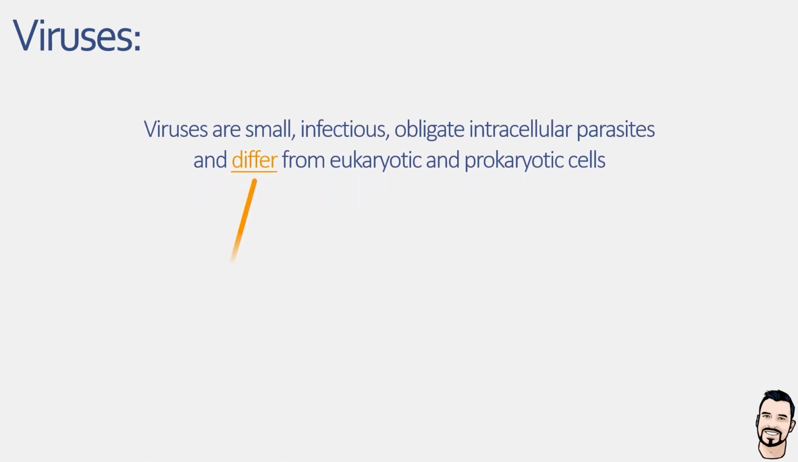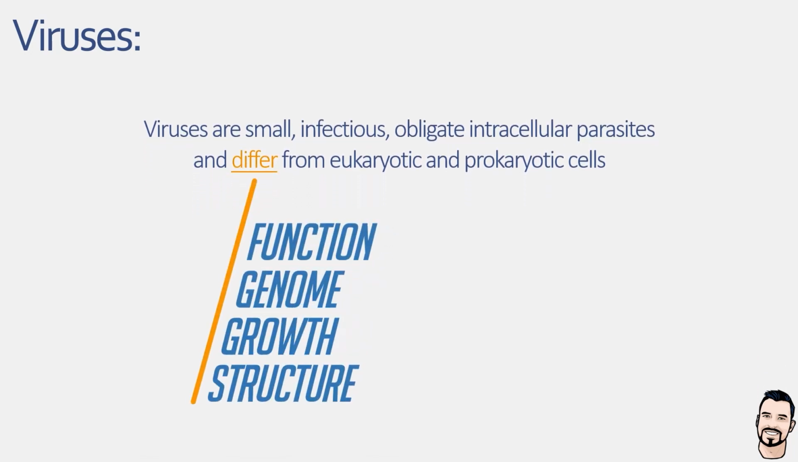Now the main differences between our living eukaryotic and prokaryotic cells and our non-living viruses fall into four broad categories: their function, genome structure, growth characteristics, and overall structure. So viruses can also be described as infectious biological entities, which again means they require a host cell in order to carry out its biological function, whereas our eukaryotic and prokaryotic cells are capable of autonomous growth, reproduction, and energy production.